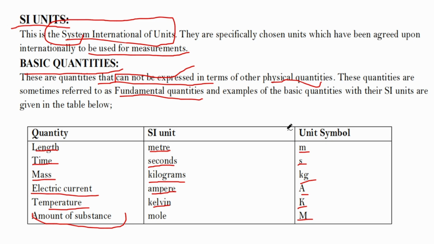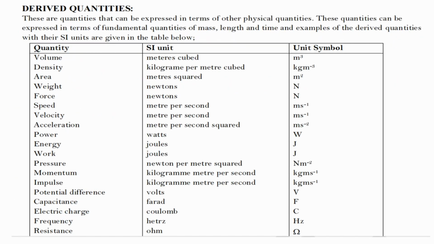They are the foundation of all the measurements. The other quantities come from them. The other quantities originate from these quantities we are having here. So basic quantities are the quantities that cannot be expressed in terms of other physical quantities, but other quantities come from these quantities. We also have what we call derived quantities.